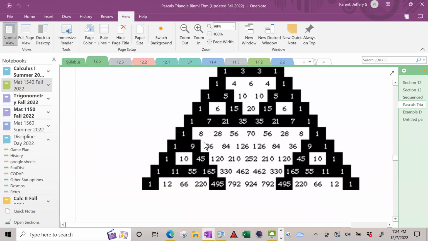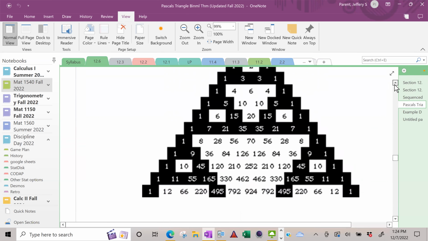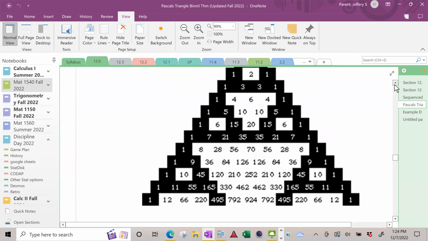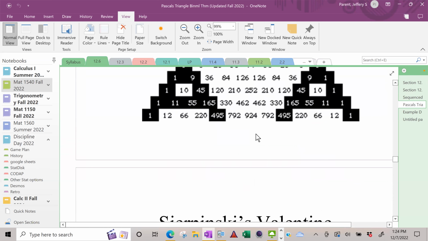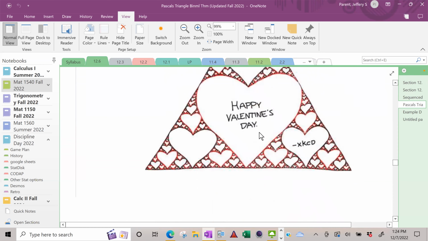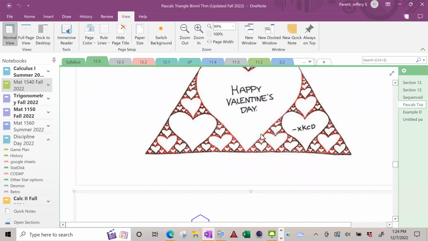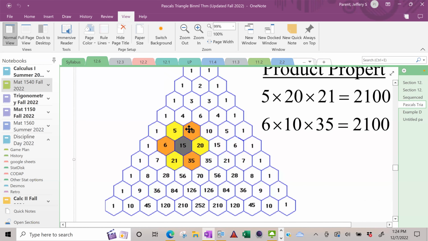Well, let's bring that back to Pascal's triangle. If you color the odd numbers black and the even numbers white, then you're going to get a Sierpinski triangle. It's really cool. And of course, this Valentine's Day, you can remember your sweetheart with Sierpinski's Valentine. Yay, cute. One last one.